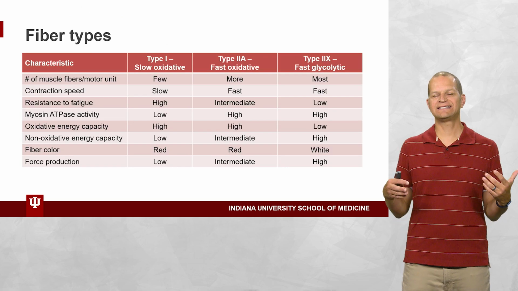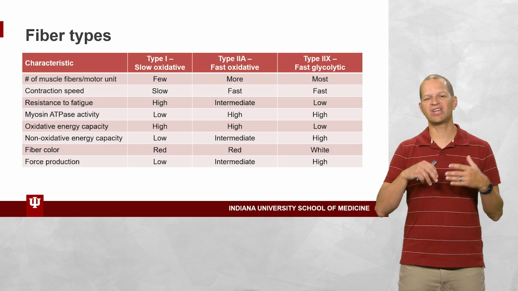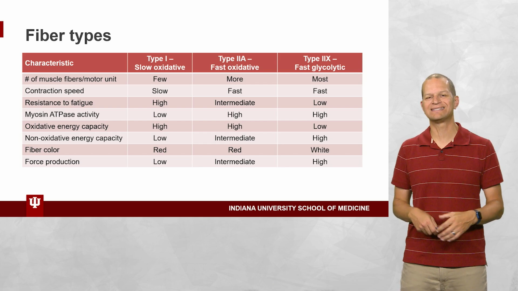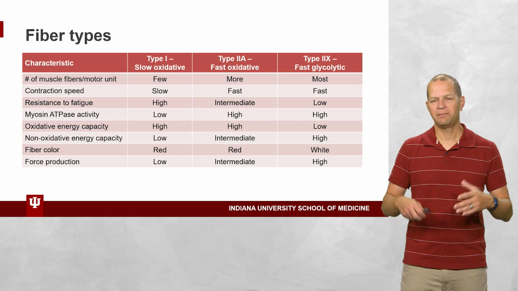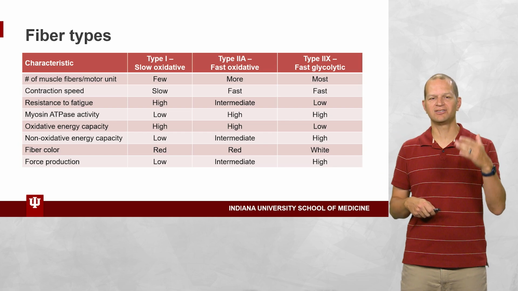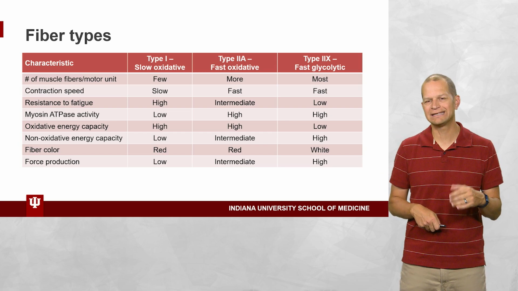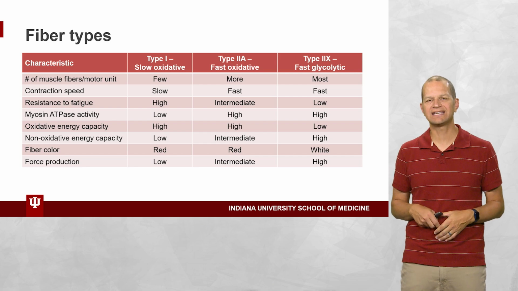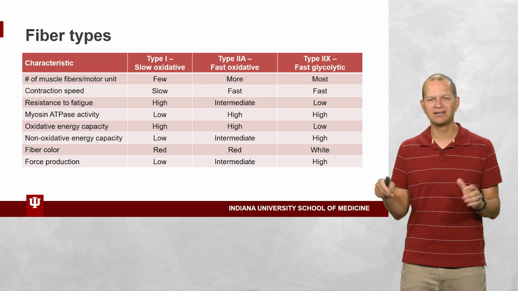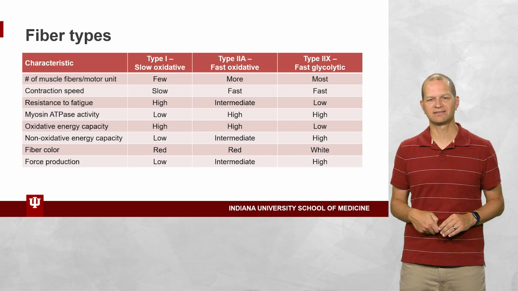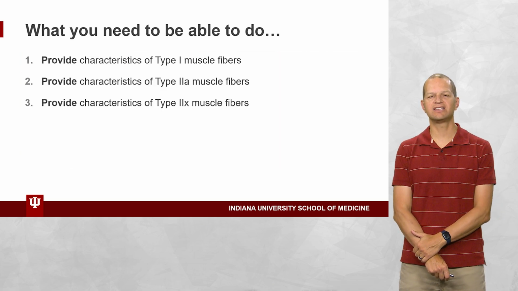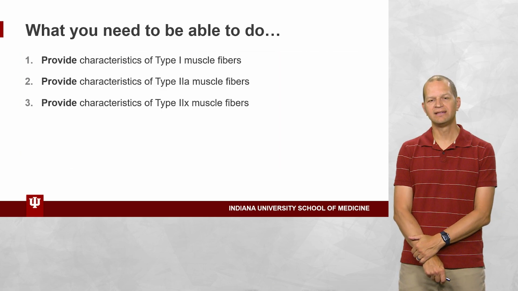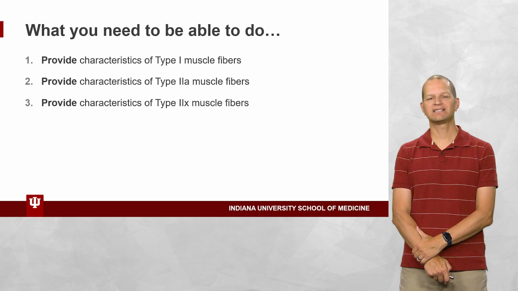So here is a table that gives you a basic general idea of the differences between type 1, type 2A, and type 2X. I'm not going to go through each of the characteristics. You can look at this and read it. But notice that really type 2A is kind of a combination of type 1 and type 2X. And so at the end of this video, can you do these 3 things? Can you provide characteristics of type 1, type 2A, and type 2X muscle fibers?